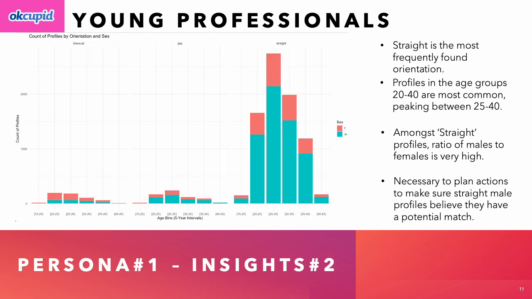When you plot age as bins and do a count of the profiles, and also by orientation, so you have three categories here of orientation: bisexual, gay, and straight. You see that the most number of profiles are straight, and within the straight, the profiles in the age groups of 20 to 40 are the most common, peaking between 25 and 40.